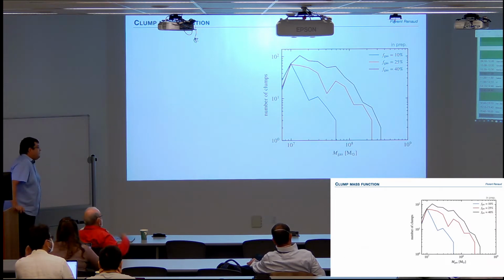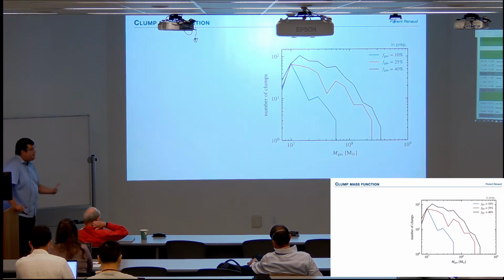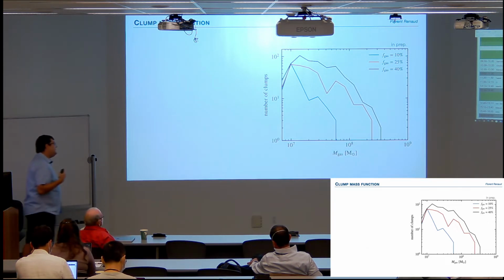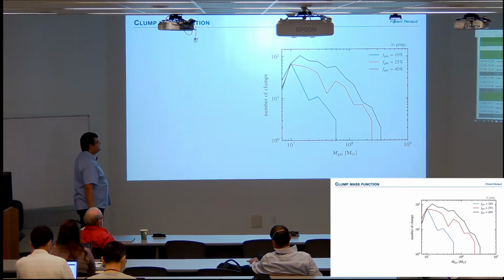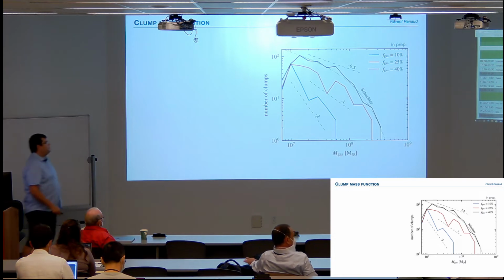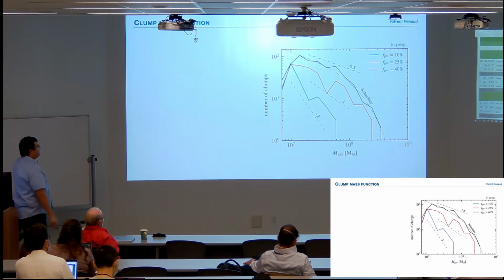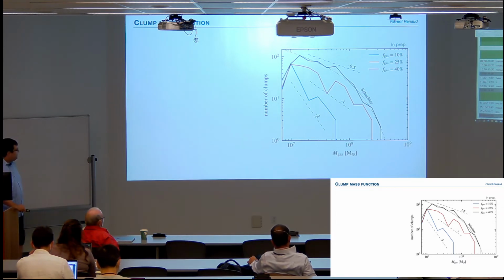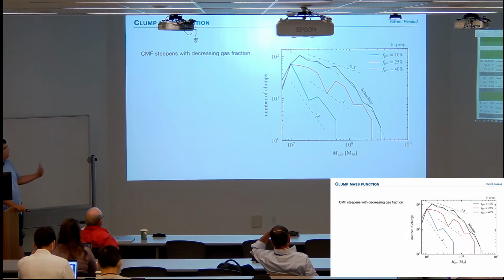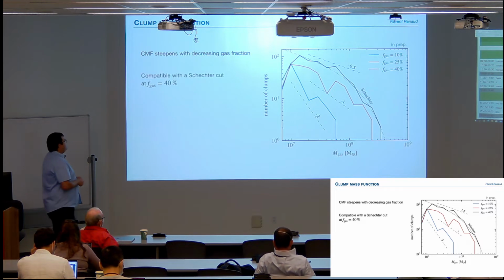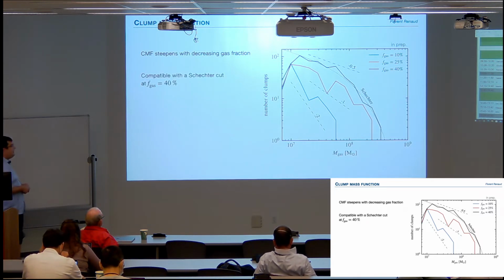So talking about these clumps, we could look at their mass function and how it changes with the mass of gas. Or we already have an idea of that from the maps, from morphology. But here you can see the difference between 10, 25, and 40%. I put some slopes to guide your eye, and for the same price, I give you a Schechter fit, so a power law with exponential cut. And what we see is that the clump mass function steepens with decreasing gas fraction, and that it's compatible with the Schechter cut at high gas fraction only. It doesn't really work for lower gas fraction.